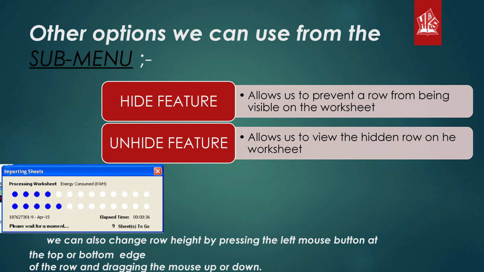We can select other options from the submenu as well, such as the hide and unhide features. These features are very useful. Hide feature: this feature allows us to prevent a row from being visible on a worksheet. Unhide feature: this feature allows us to view the hidden row on a worksheet. We can also change row height by pressing the left mouse button at the top or bottom edge of the row and dragging the mouse up or down.